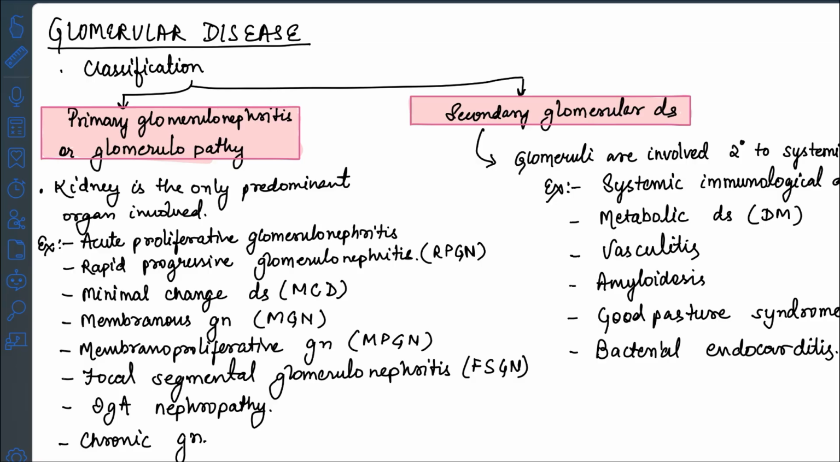So some of the examples of primary glomerulonephritis are acute proliferative glomerulonephritis, rapidly progressive glomerulonephritis or RPGN, minimal change disease MCD, membranous glomerulonephritis MGN, membranoproliferative glomerulonephritis, focal segmental glomerulonephritis FSGN, IgA nephropathy, or chronic glomerulonephritis. These are some of the diseases which we'll read further in the chapter, so don't worry about them. Just get familiar with the names.